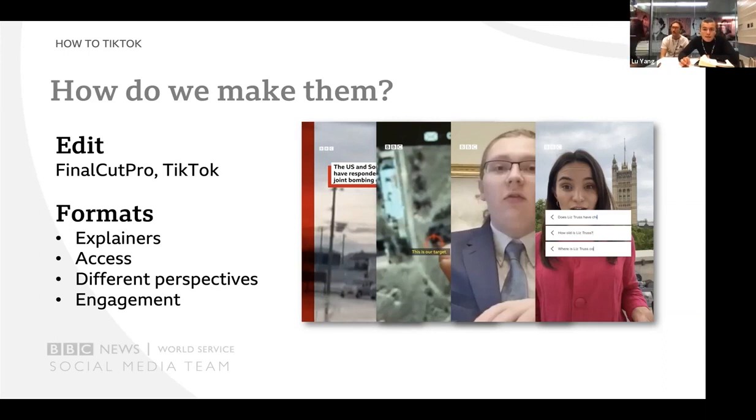Then the one next to it is one that did really well. It was from the front line. So that one is about access. People enjoy videos where they can be in the heart of the story and see stuff that they wouldn't normally see. And if we can do that as a news organization, it works really well.